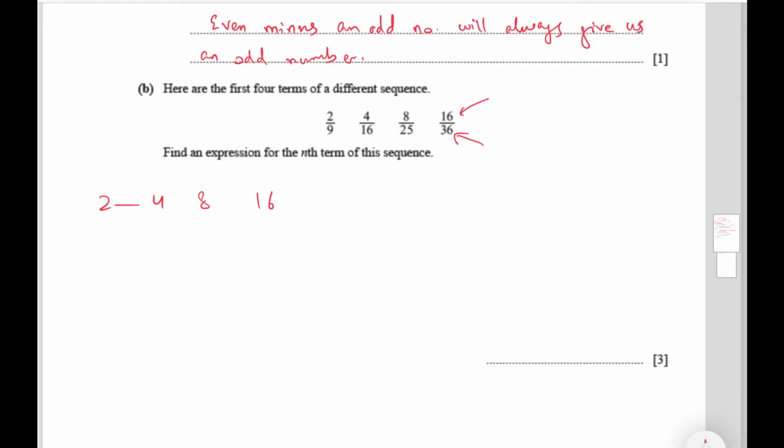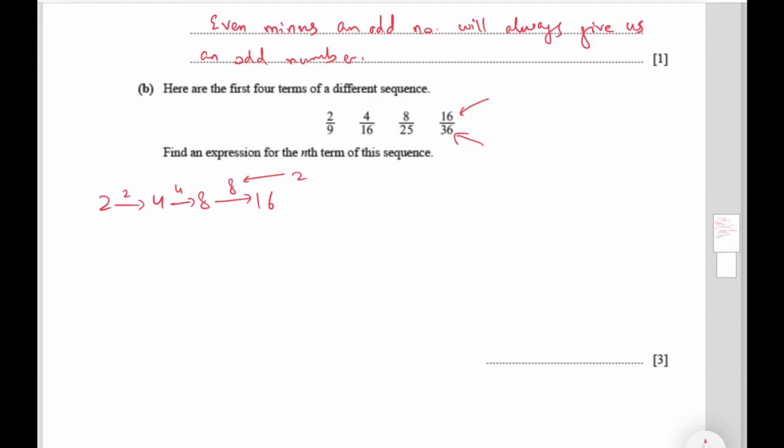The difference between 2 and 4 is 2. The difference between 4 and 8 is 4. And the difference between 8 and 16 is 8 as well. Now, since the difference is all even numbers, one more thing that you need to notice over here is that they are all factors of 2.